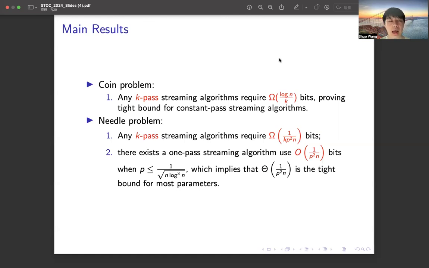For the needle problem, we showed that any k-pass streaming algorithm requires Omega(1/(k p^2) times n) bits. We also improved the previous upper bound. We showed that there exists a one-pass streaming algorithm using O(1/p^2 times n) bits, and this upper bound holds for a larger range of parameters. Together with our improved lower bound and upper bound, we showed that Theta(1/p^2 times n) is the tight bound for most of the parameters.